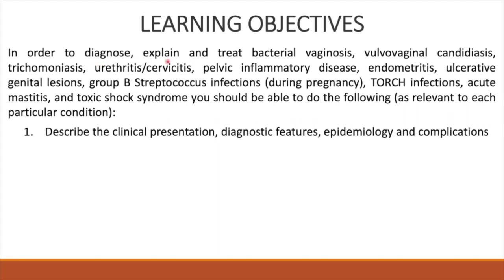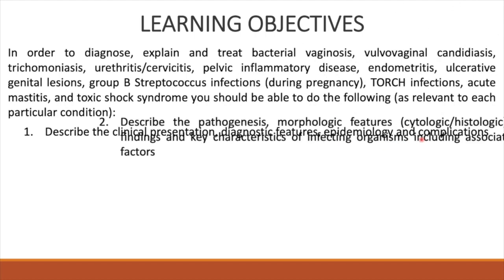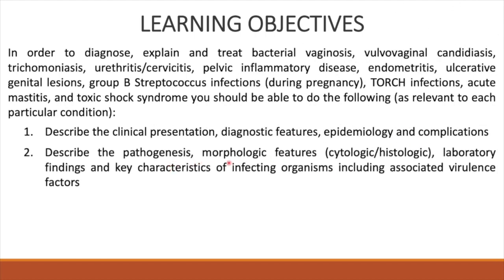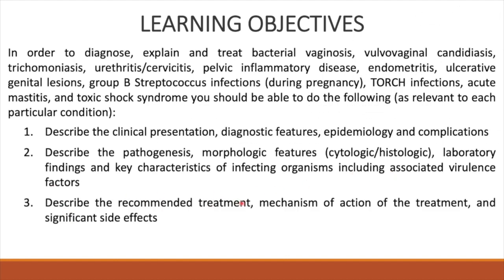Learning objectives. In order to diagnose, explain, and treat bacterial vaginosis and all of these other conditions, you should be able to do the following. Describe the clinical presentation, diagnostic features, epidemiology, and complications. Describe the pathogenesis, morphologic features, laboratory findings, and key characteristics of infecting organisms, including associated virulence factors. Describe the recommended treatment, mechanism of action of the treatment, and significant side effects.